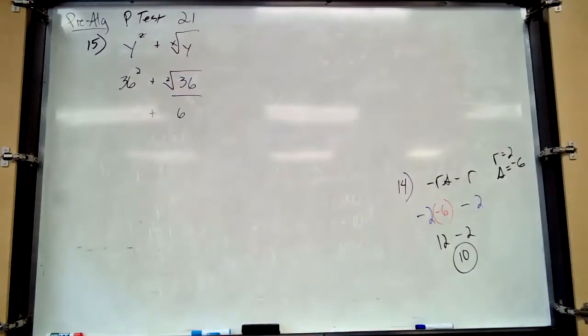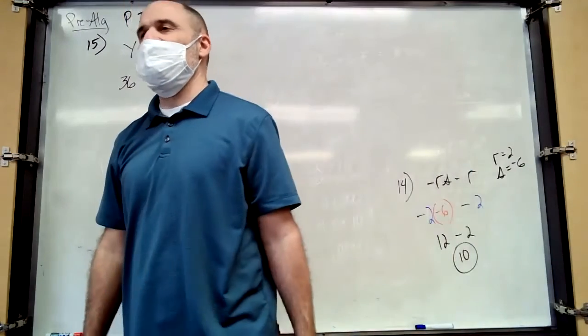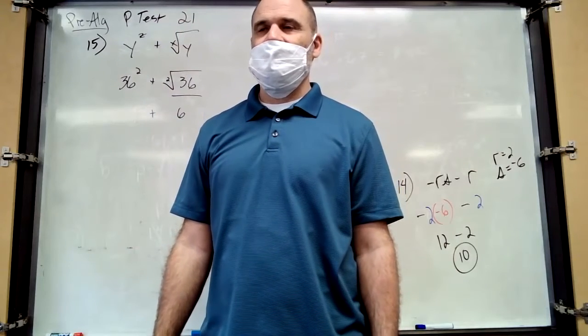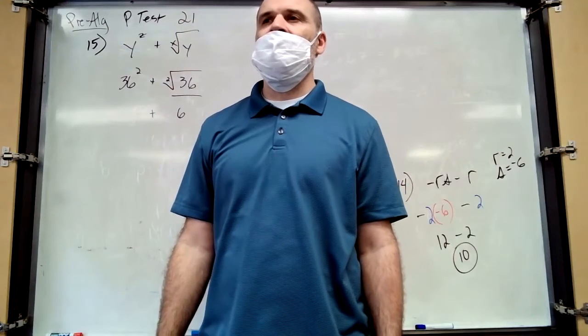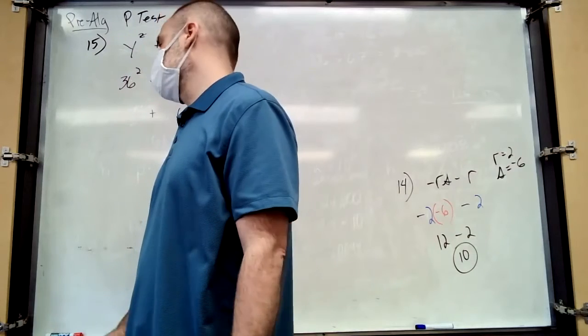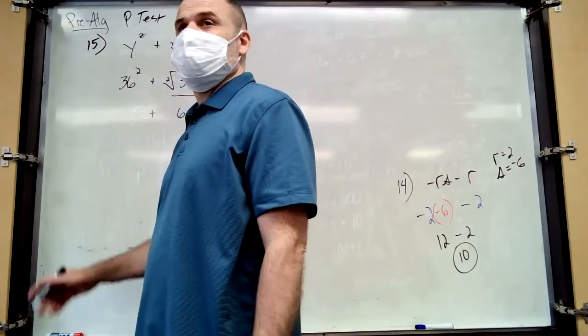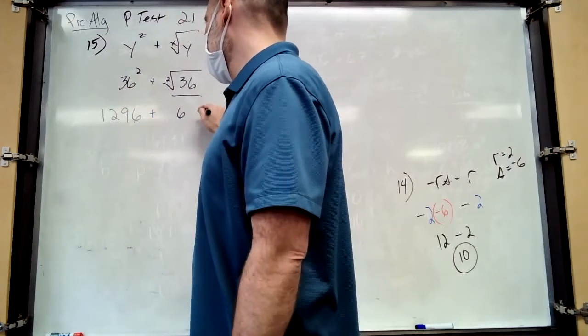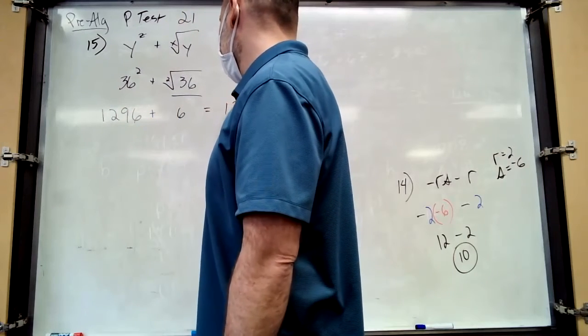Working on it in my head. Hold up. Is it 1,300? No, it's not. What's 36 times 36? The answer is the whole thing. Oh, I want 36 squared. I already got it, but now it's gone. 1,296. Yeah, 1,296. And then you add 6: 1,302.